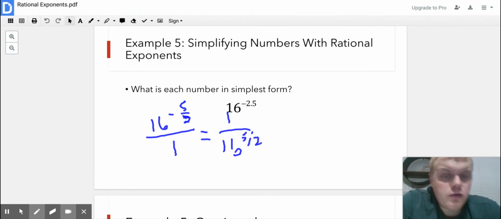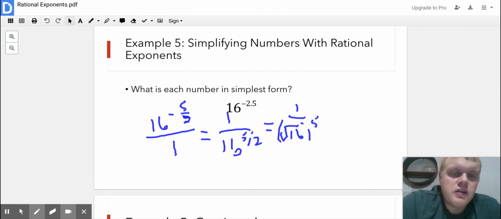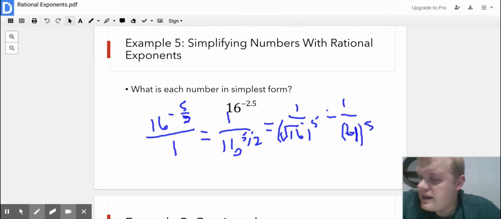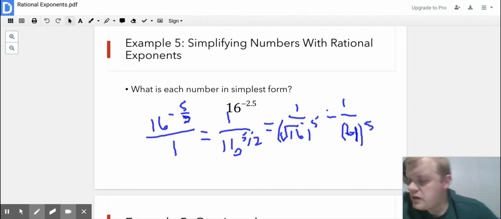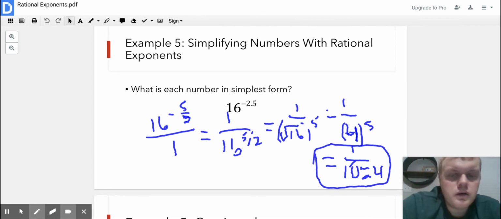Now let's write it in radical form here. So if that's the case, it's going to end up being 1 over the square root of 16 all to the power of 5. Luckily for us, the square root of 16 is a perfect square. So the square root of 16 ends up being 4. So we have 4 to the 5th power. And that actually is a pretty big number there. 4 to the 5th power ends up being 1 over 1,024.